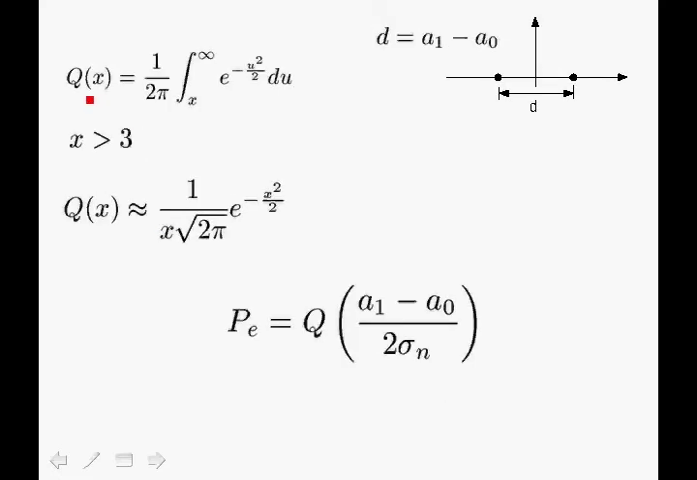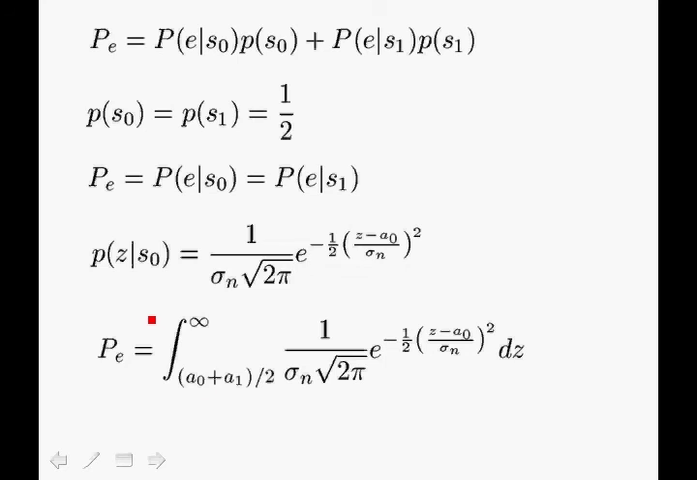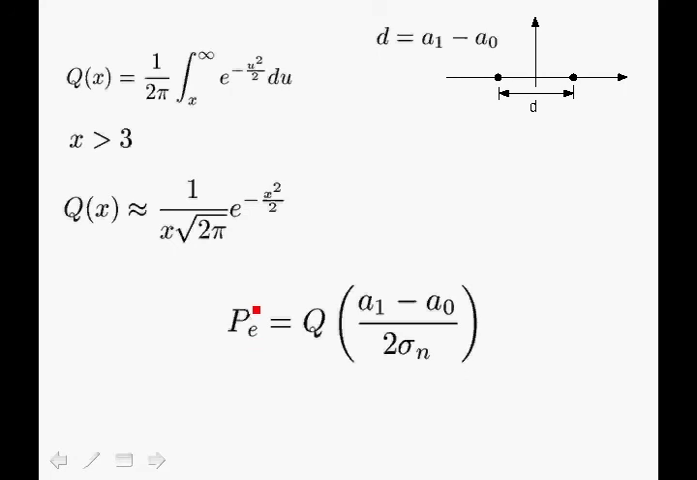We define the function Q(x), which is equal to 1 over square root of 2 pi, the integral from x to infinity of e to the minus u squared over 2 du, integrated over u. As it turns out, this function is very useful for the expression for the probability of error, because if you make a change of variables in the expression for the probability of error, you can actually express the probability of error in terms of the Q function with argument equal to (a1 minus a0) divided by 2 times sigma sub n. The Q function, Q(x), is tabulated.